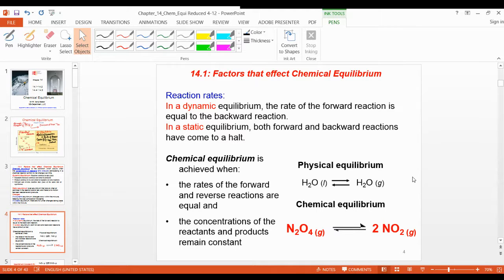The rate of the forward and reverse reaction are equal. This I already explained to you. This is the main thing for the equilibrium: the rate of the forward reaction is equal to the rate of the reverse reaction. With the same rate, both reactant and product will change with the same rate of forward and reverse reaction.